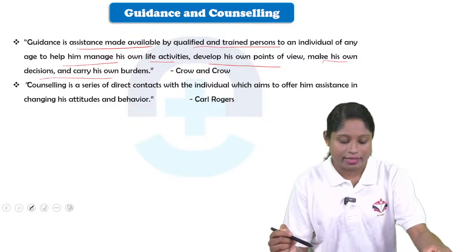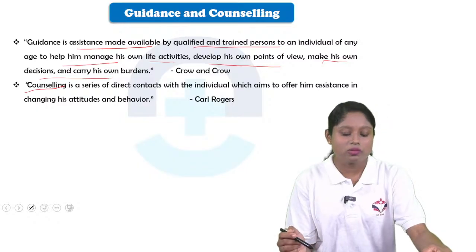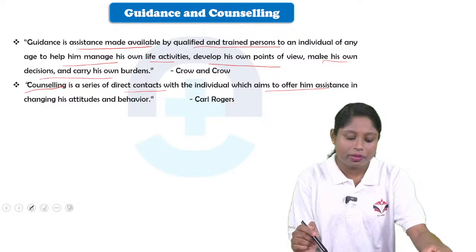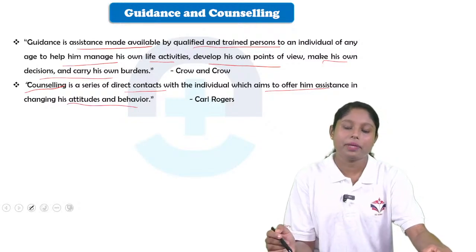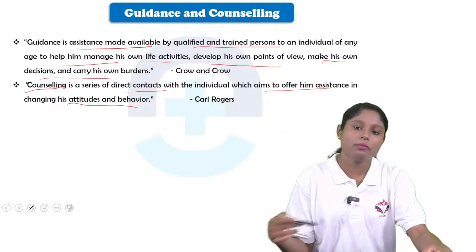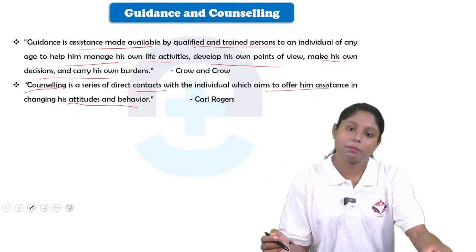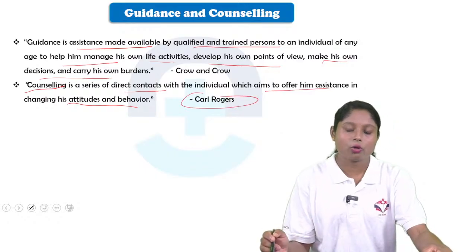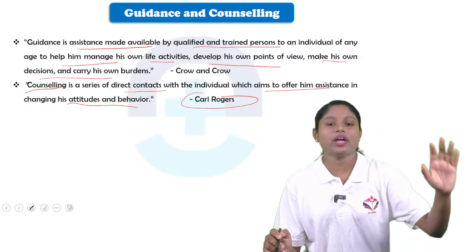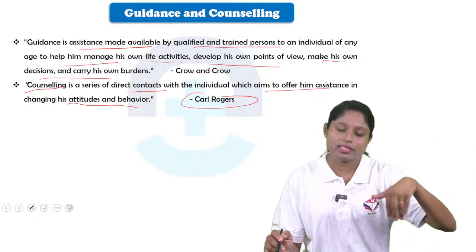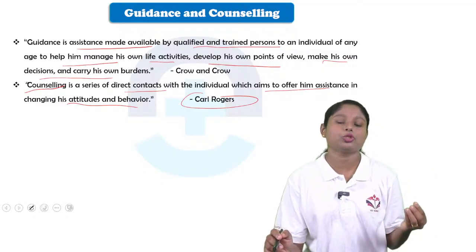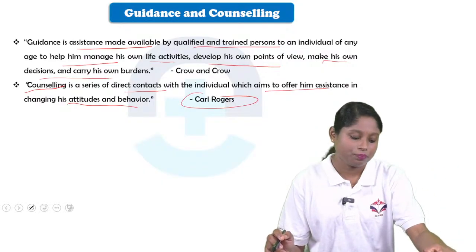So that is guidance. Coming to counseling: what is counseling? It's a series of direct contacts with the individual, aimed at offering assistance in changing his attitude and behavior. So the counselor will help the individual over a period of time to change the attitudes and behavior. That is by Carl Rogers, and that is known as counseling. Is the definition clear? In guidance, we are guiding that person to take the decision. In counseling, we are assisting the person to change the attitudes and behavior.